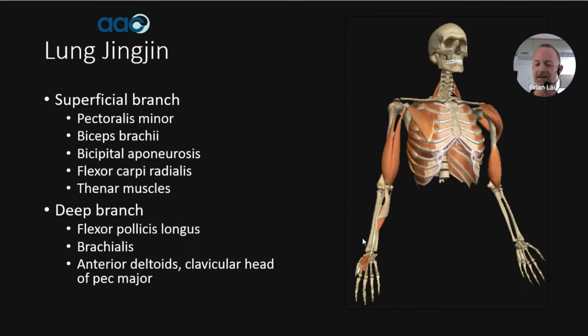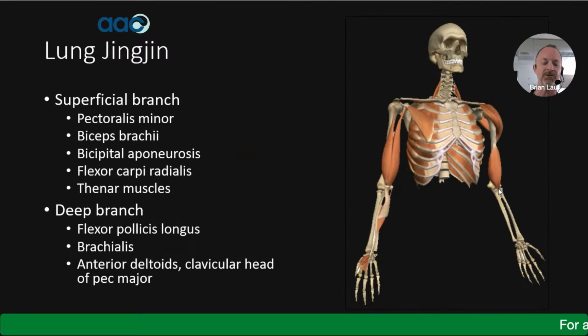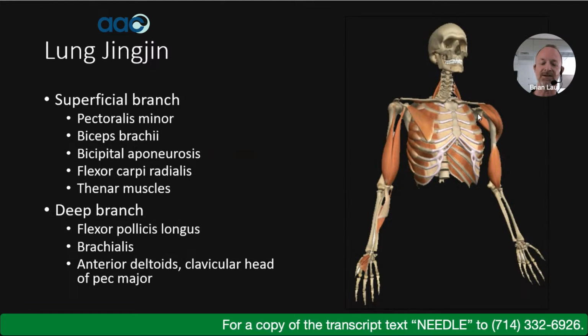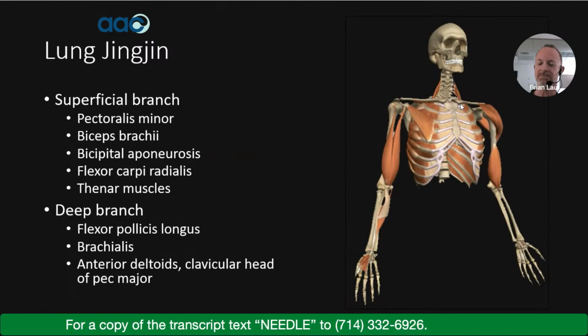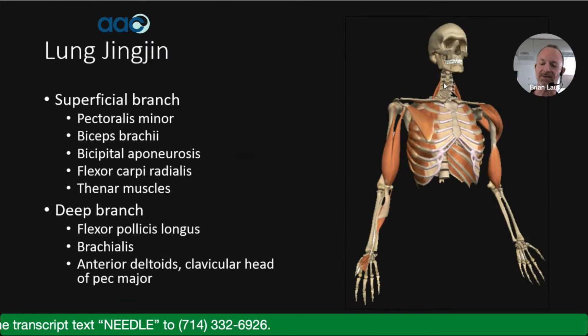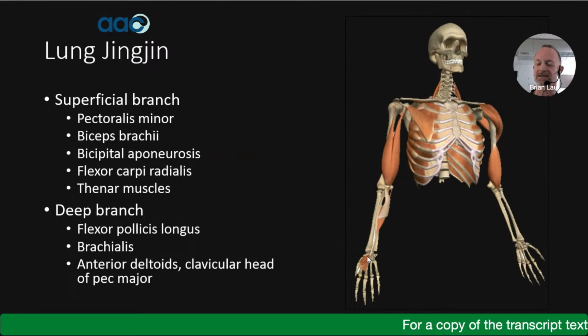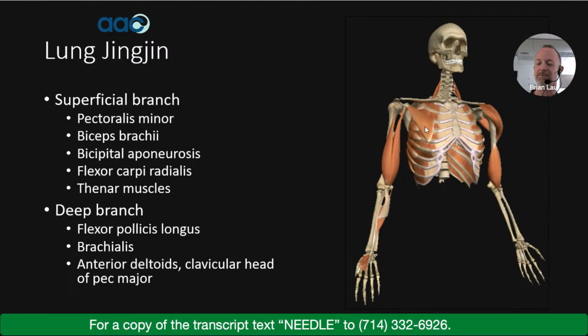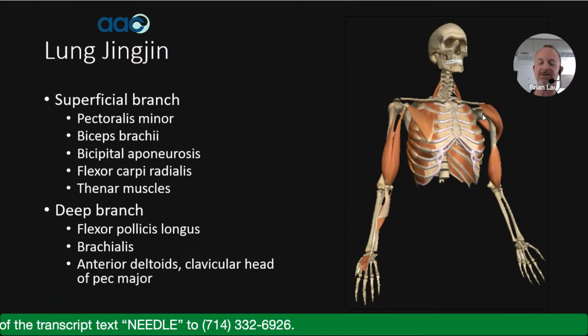There's also a deep branch of the sinew channel, which is the flexor pollicis longus. Flexor pollicis longus is the big thumb flexor. The brachialis, which lies deep to the biceps, a little bit shorter. It doesn't cross the shoulder joint, just crosses the elbow joint. And then that links up with the anterior deltoids and the clavicular head of the pectoralis major. So we also have the scalenes in there, especially the anterior scalenes. I don't have that listed in my list. But there's that superficial branch all the way up into the thumb to the pec minor, and the deeper branch that lies underneath that.